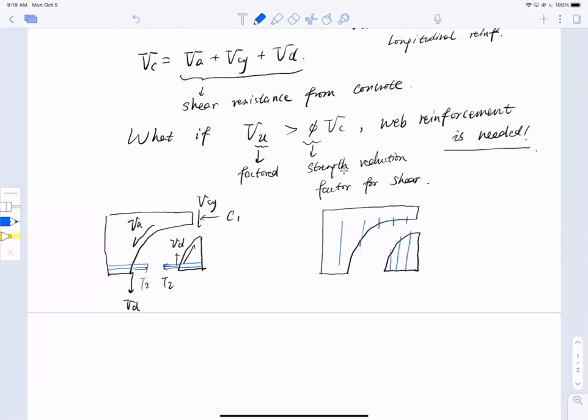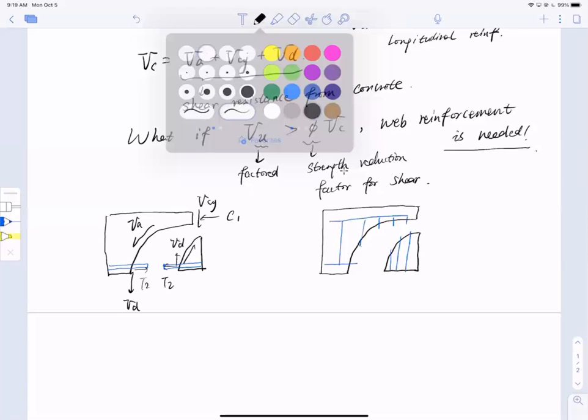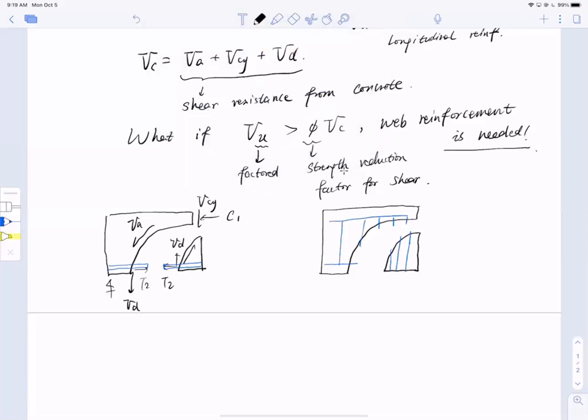And then I have a hanger bar on top as compression reinforcement and a tension bar at the bottom right here. This is my support on the left. Again, the dowel reaction is still there. So this is VD, this is T2.